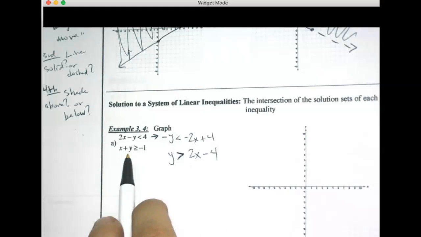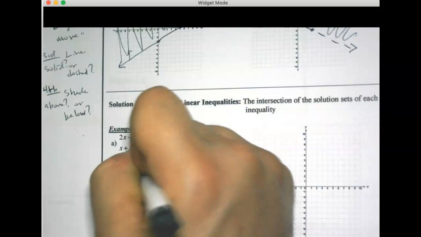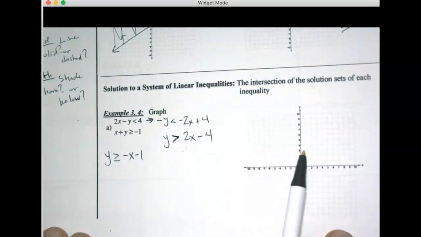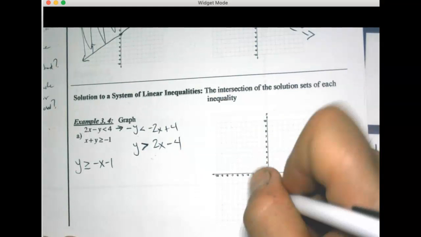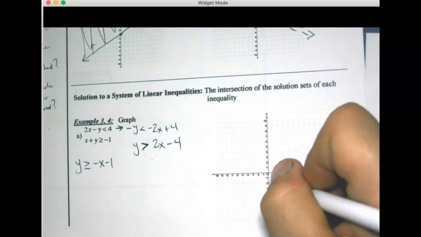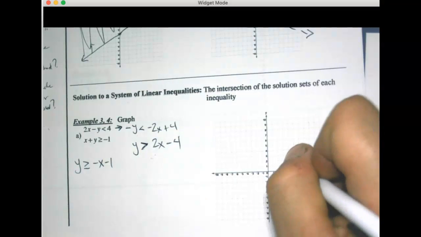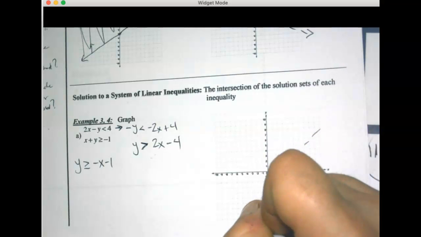This second equation, all I have to do is subtract x, and I will have y by itself. Now, since it's a system, I have to graph both of these on the same coordinate plane. So the first one begin at -4, then the slope is 2, so that's up 2, right 1. This line will be dashed because it's just a greater than symbol, not greater than or equal to.